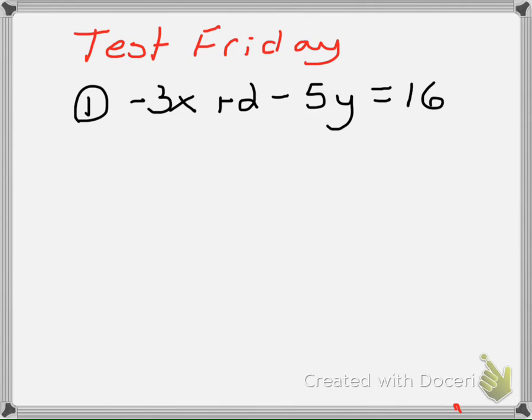Okay, write down negative 3x plus 2 minus 5y equals 16. When you have that written down, stop the recording, do the problem yourself, and then turn it back on to check.